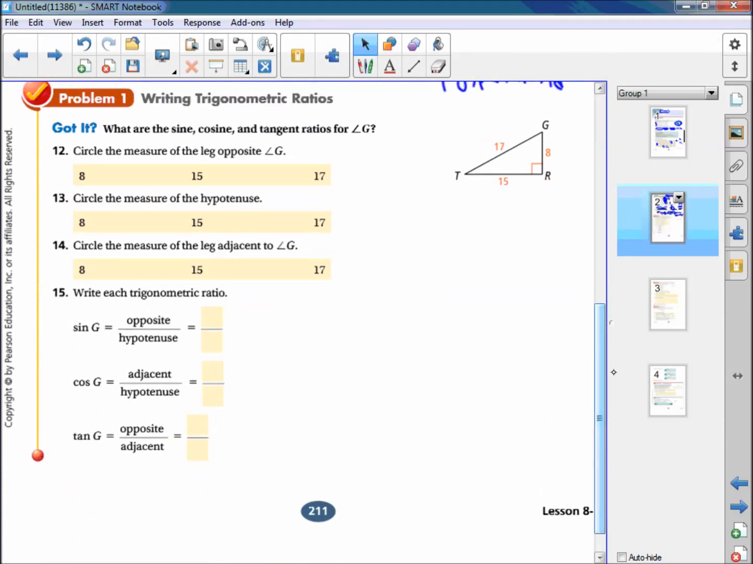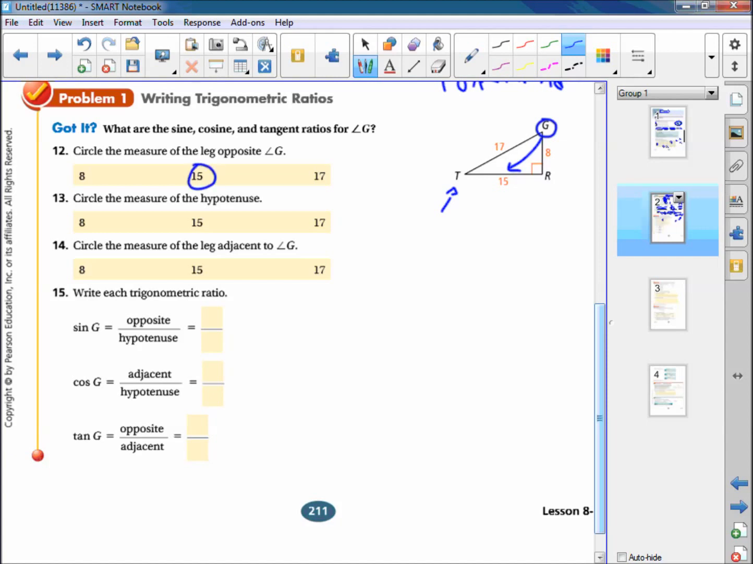All right, so in problem number 1, we have writing trigonometric ratios. So what are the sine, cosine, and tangent ratios for angle G here? So remember, it matters based on the angle we're looking at. So if I'm looking at angle G, of course, its opposite and adjacent are different than if I was looking at angle T. Okay, so circle the measure of the leg that is opposite of G. Opposite of G, its leg is going to be 15.